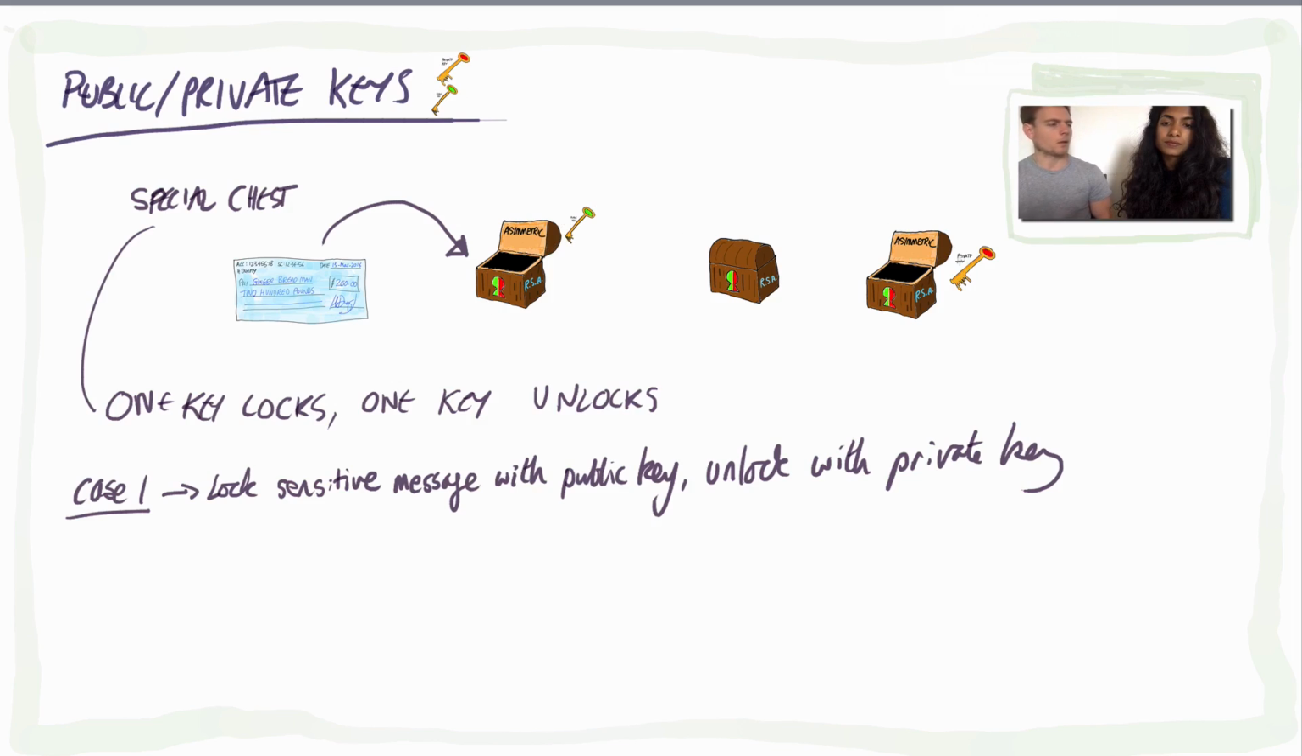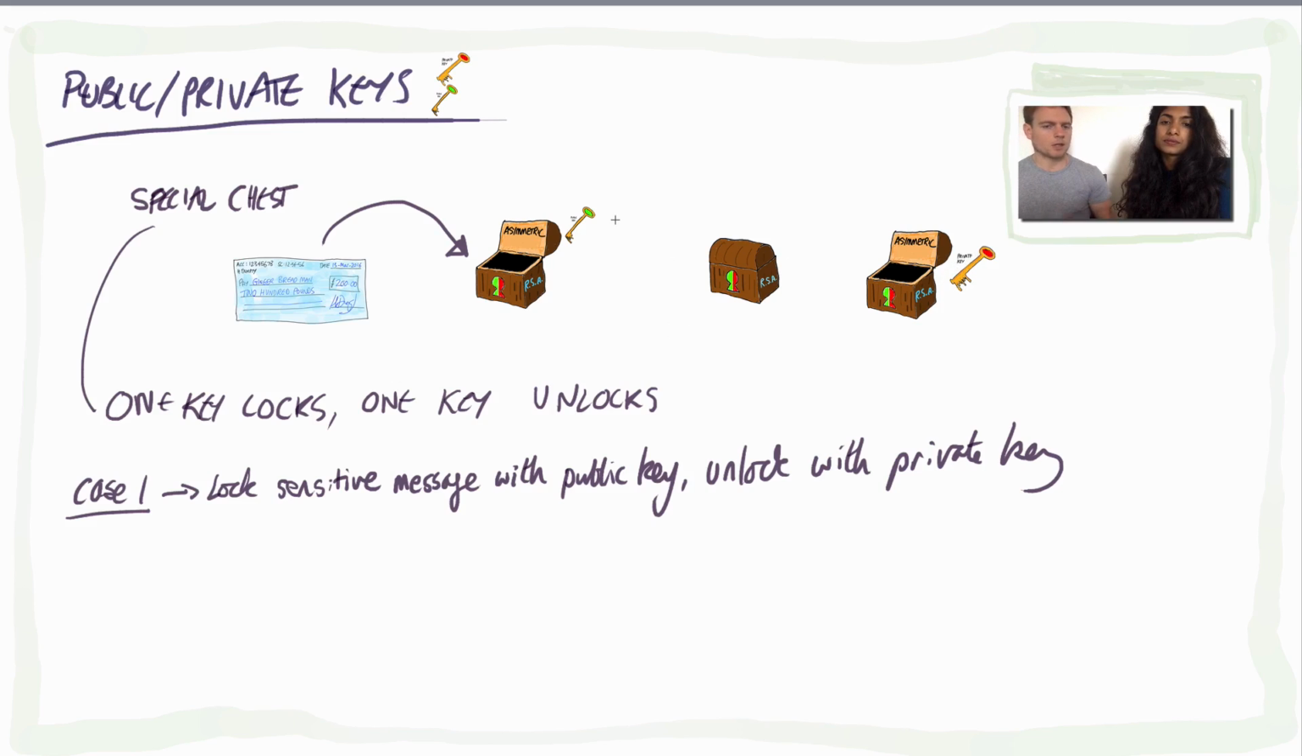So you can't lock and unlock it with the same key, right? Let's call the key we lock the chest with the public key, and the key we unlock it with the private key. Let's say I can put a sensitive document like a check in this box and lock it with the public key, and only the person who has the private key for that chest can unlock it.